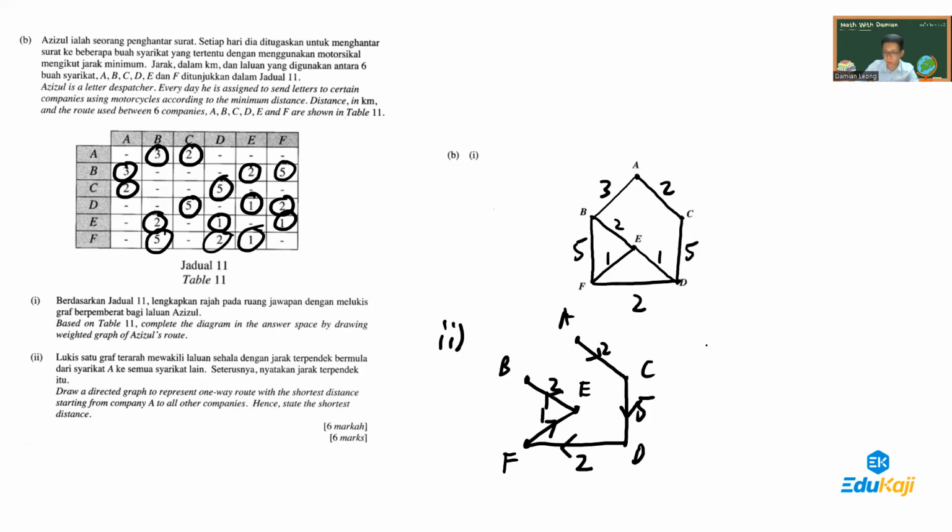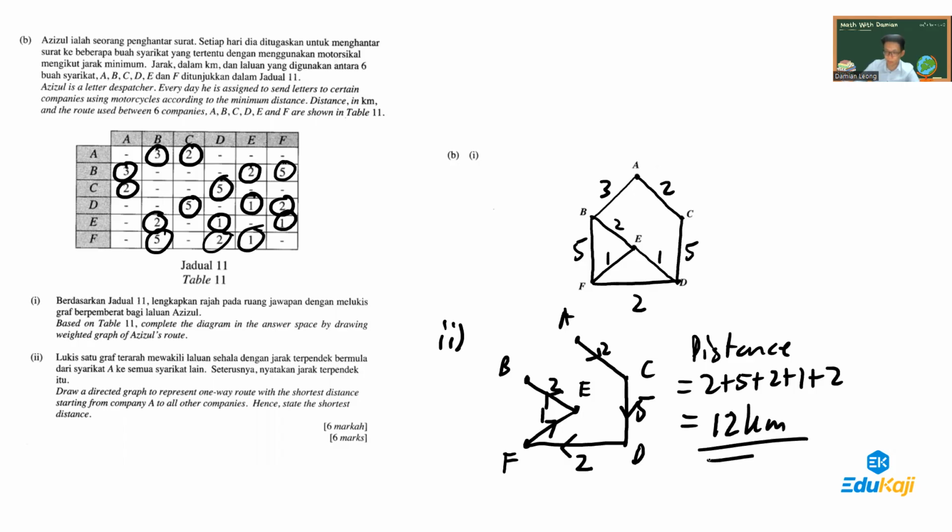So the shortest distance. Add all of this together, 2 plus 5 plus 2 plus 1 plus 2, 12. So 12 km. Right.